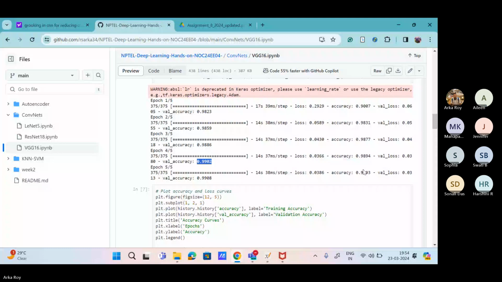Thank you, sir. Okay, the codes are given, so you can run them at your end as well. If you find any difficulty, just post the question in the forum.